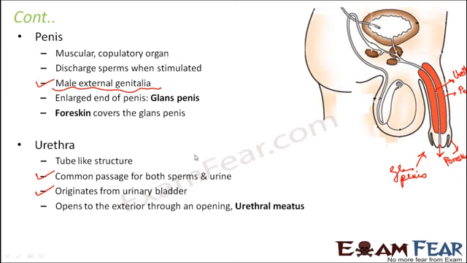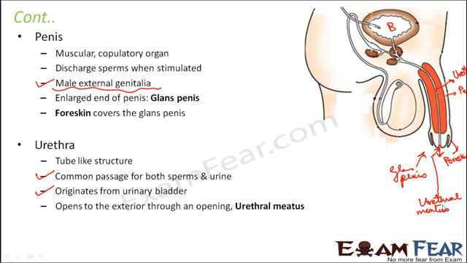It originates from the urinary bladder. If you see, this is the bladder and this is the urethra. It originates from here, and it opens to the exterior through an opening called urethral meatus. This opening here which you see is called urethral meatus, a tiny pore towards one end of the urethra. So this urethra passes through the penis and then opens to the outside.